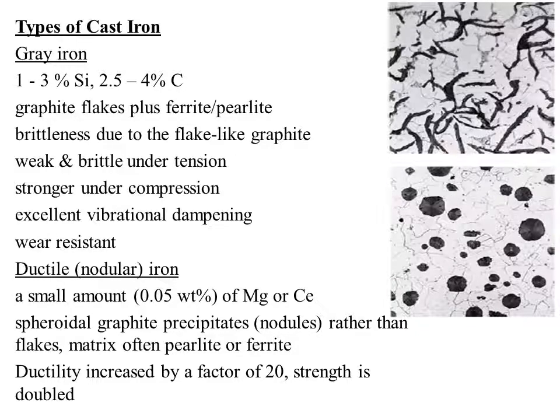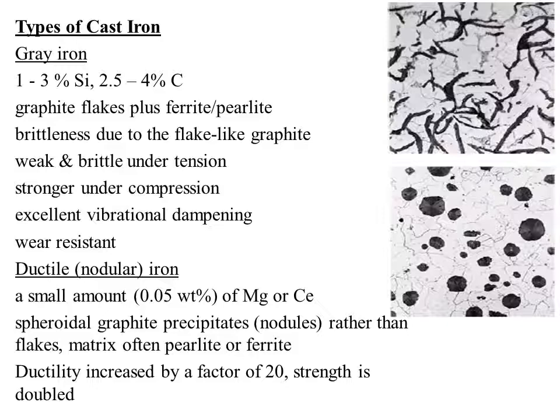This is one of the types of casting, which is called gray iron, where you can add silicon from 1 to 3 percent and carbon from 2.5 to 4 percent. The graphite plates in the ferrite or pearlite matrix, because of the platelet graphite, will be weak and brittle under tension, but they will be strong under compression. So under tension its property changes, and under compression they become stronger. They have excellent vibrational damping. They can be used as wear resistant materials.